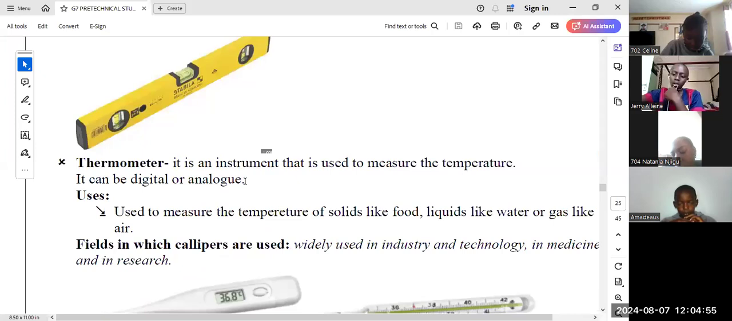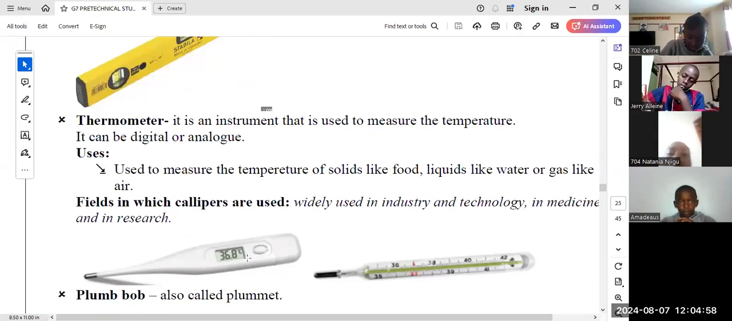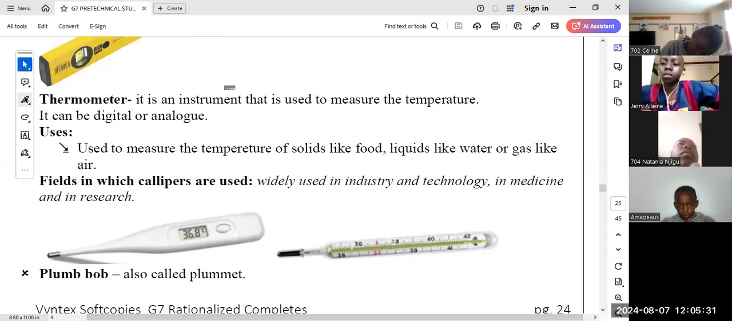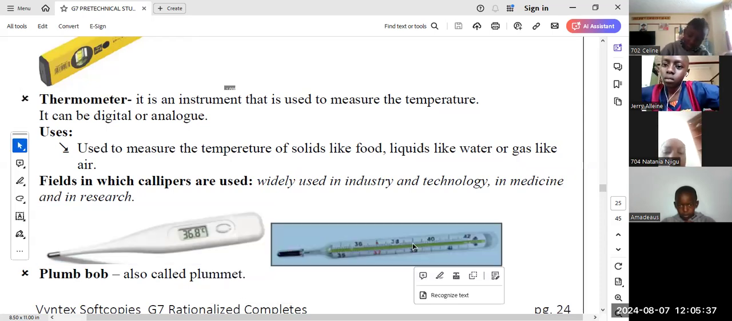Then we have the thermometer. I want to believe you all know what a thermometer is and what it's used for. This one is the thermometer. Like during the COVID-19 times, it is an instrument that is used to measure temperature, and it can be digital or analog. This one is digital because it is showing exactly what your temperature is, 36.8 degrees. This one is analog because you need to read along to be able to identify your temperature.